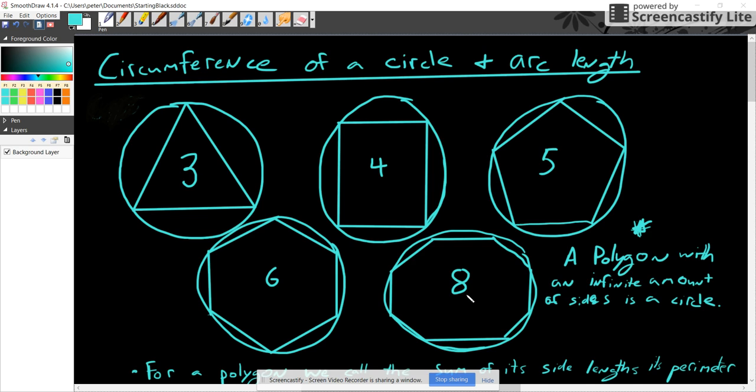Hey y'all, today we're going to talk about circumference and arc length of a circle. To do that, we're going to start by talking about polygons.